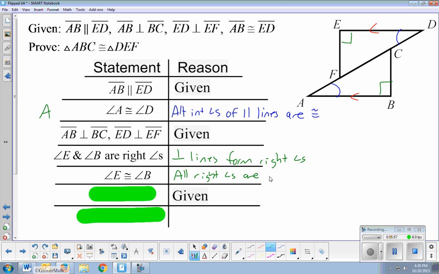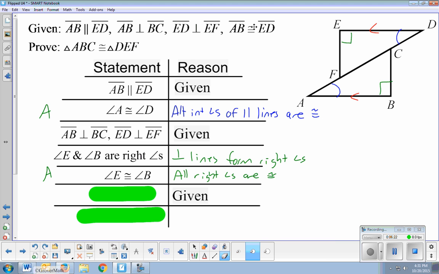There are some things that, when we're given them, we can jump right to a congruence. Like when we're given parallel, we can jump right to an angle congruence. But when we're given perpendicular, it takes 2 steps to get to the angle congruence. And so that's another angle congruence right there. All right angles are congruent. So we have this angle is congruent to this angle. These angles are congruent. These angles are congruent. So we have 2 pairs of angle congruences.